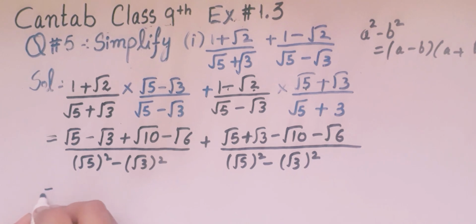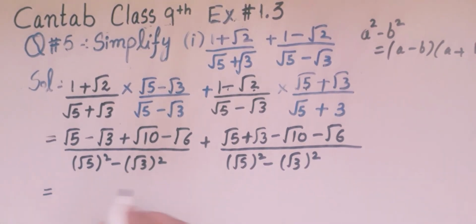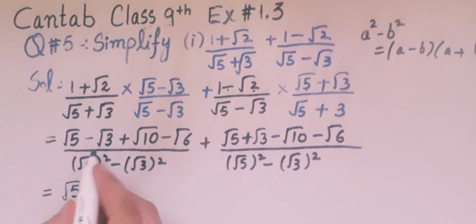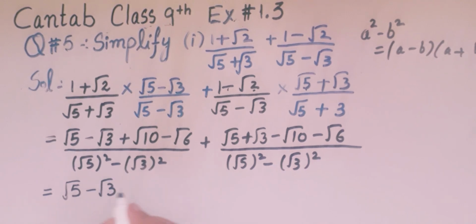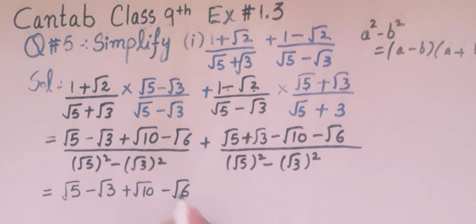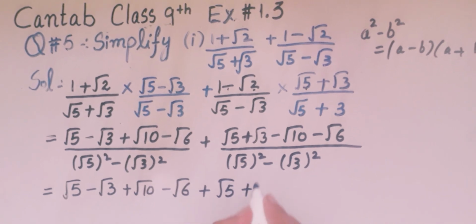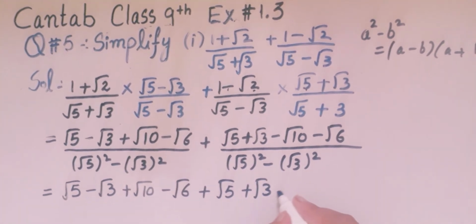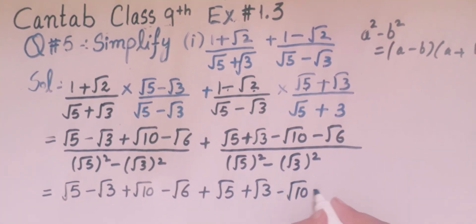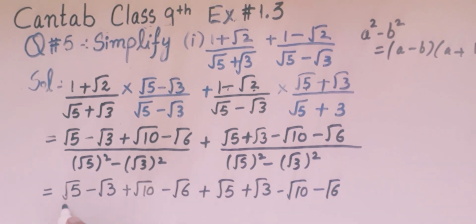So we have square root of 5 minus square root of 3 plus square root of 10 minus square root of 6 plus square root of 5 plus square root of 3 minus square root of 10 minus square root of 6.